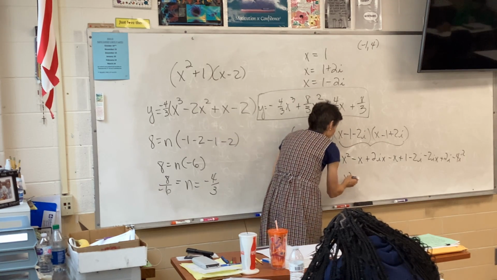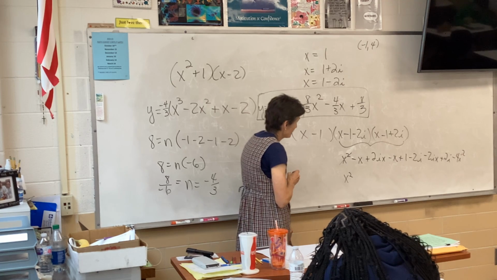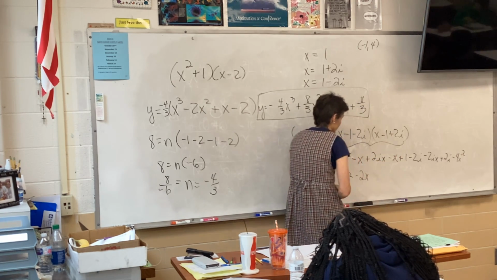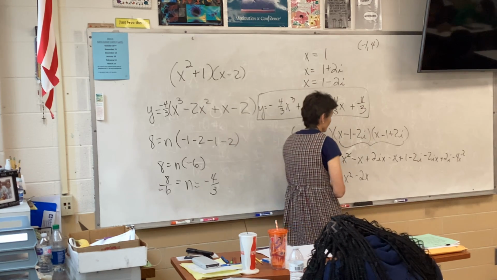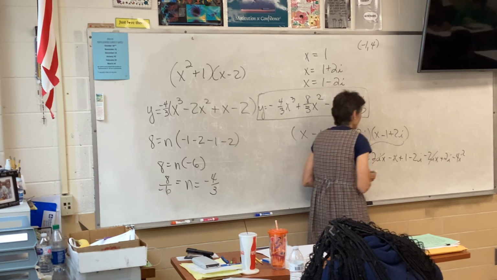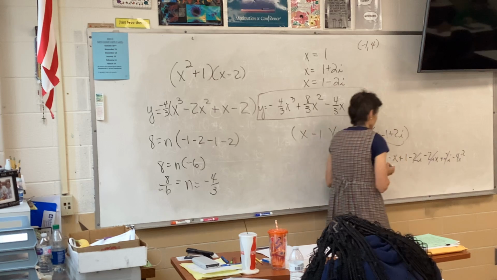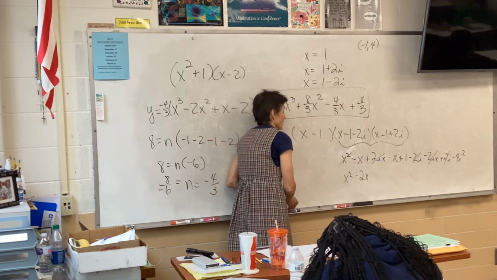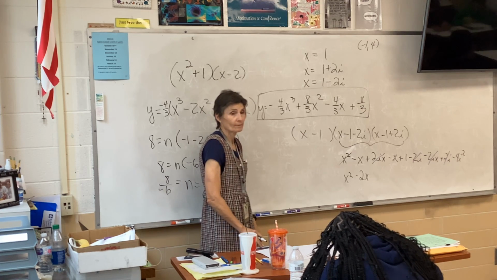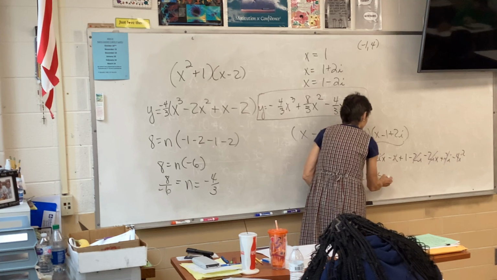So I got my x squared minus 2x. Doesn't that cancel with that? And that cancels with that. And what's negative 4i squared? 4 added to the 1 makes 5.